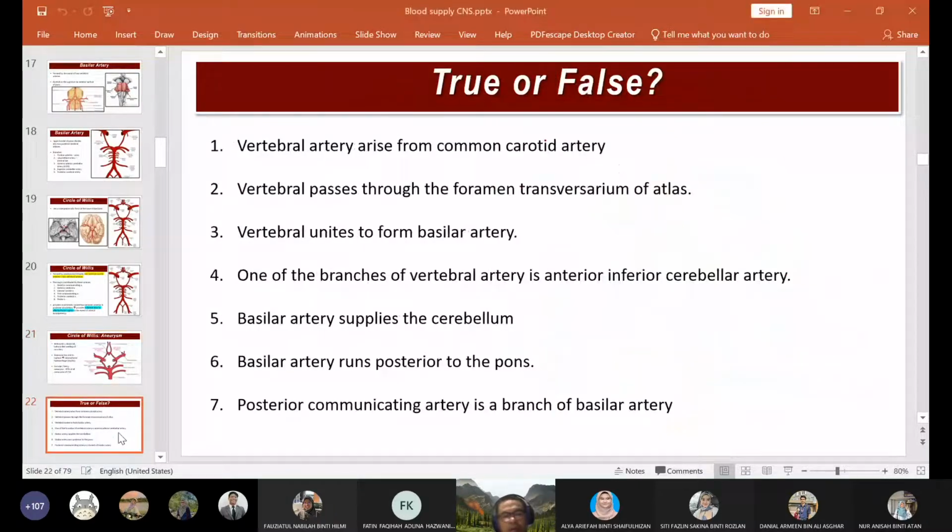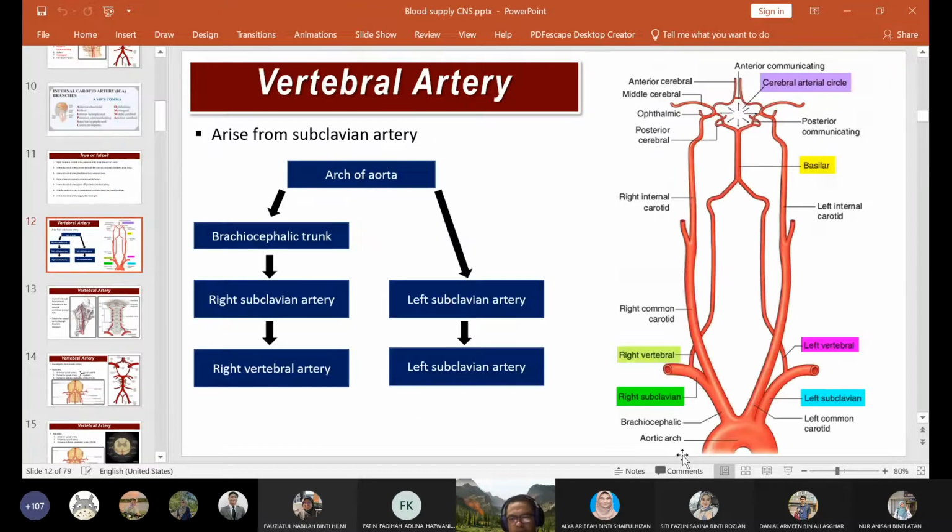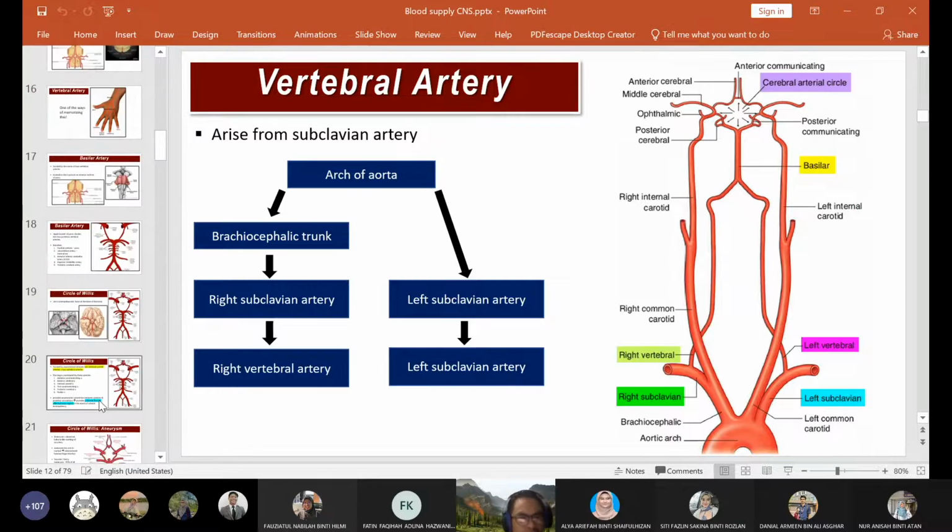Okay, so true or false, vertebral artery arises from common carotid artery? True or false? Vertebral artery, false. It's coming from the subclavian artery. Okay. Again, tengok balik. See? Aorta, subclavian, vertebral artery. Okay. Common carotid is coming from the aorta, giving rise to the internal carotid artery. So don't get confused between the two arteries.